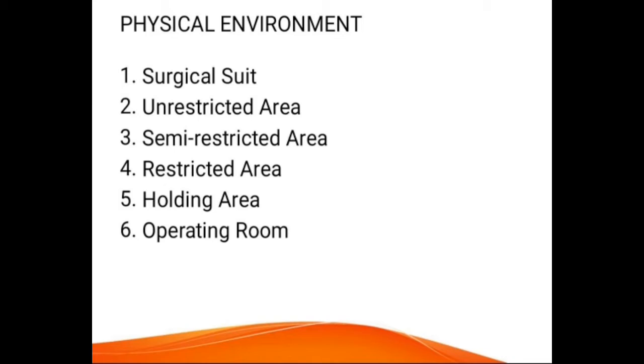The next one is the unrestricted area, where personnel in street clothes interact with those in scrubs, holding, and information areas. The next environment is the semi-restricted area, meaning peripheral support areas and corridors where only authorized persons may enter, and must wear surgical attire and cover all head and facial hair. The next one is the restricted area. We have the operating room, scrub sink areas, and clean corridor, and a mask is required.